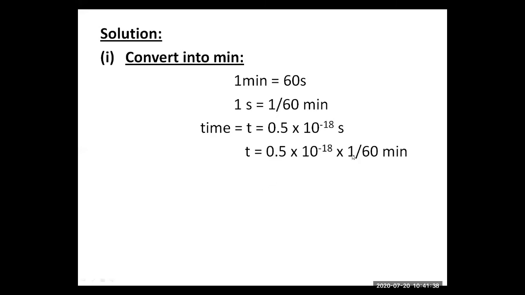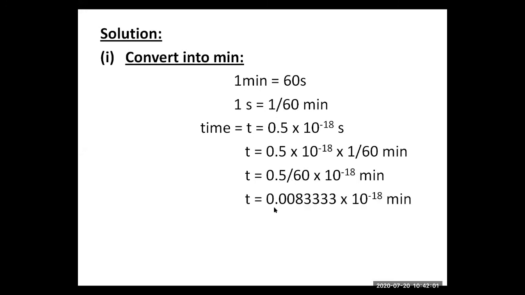0.5 will multiply by 1, so ones are 0.5, and divided by 60. We will just write as it is 10 raised to the power minus 18. So their unit will convert into the minute. Now, 0.5 divided by 60, then we will get 0.0083333, while 10 raised to the power minus 18 will remain the same.